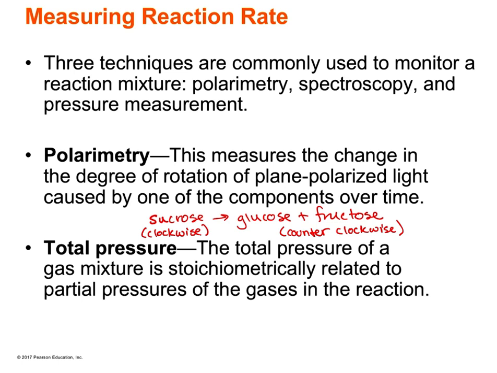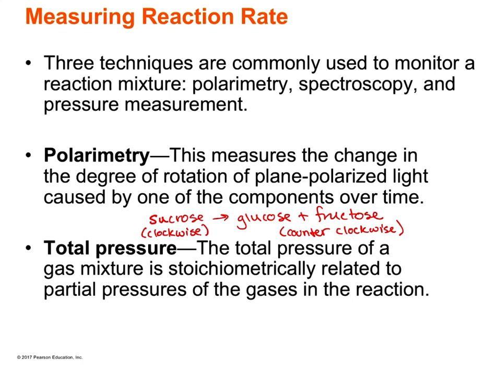Now, this is similar to how some sunglasses work. They actually rotate light, and that helps to dim the intensity of the light coming into your eyes. So if we can measure the degree of rotation of a sample over time, we can determine how much product is produced versus how much of the reactant is left over. And this will give us our change in concentration over time, and that's our rate of reaction.